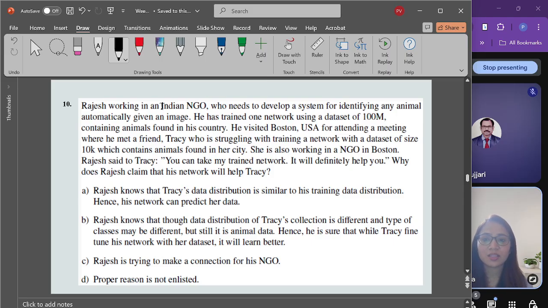Option A: Rajesh knows that Tracy's data distribution is similar to the training data distribution, hence his network can predict her data. Or option B: Rajesh knows that the data distribution of Tracy's collection is different and the type of classes may be different, but still it is animal data. Hence, he is sure that while Tracy fine tunes his network with her dataset, it will learn better. Option C: Rajesh is trying to make a connection for his NGO. Or option D: proper reason is not enlisted.